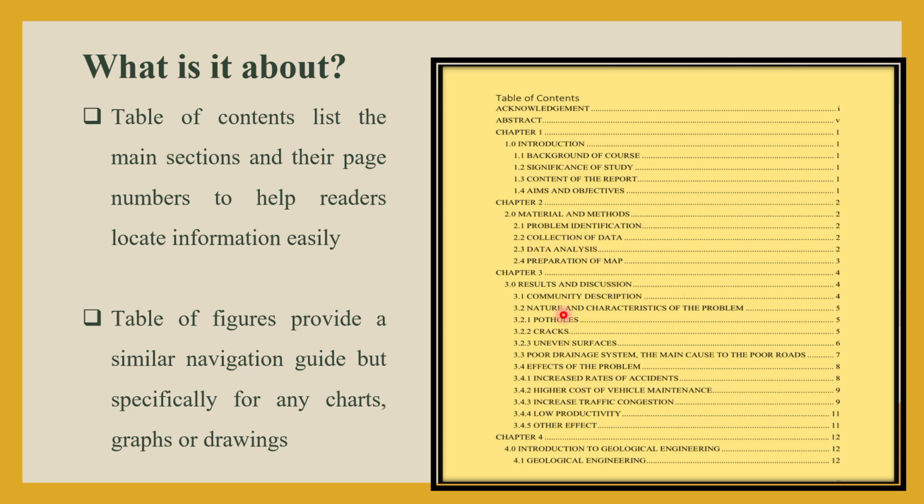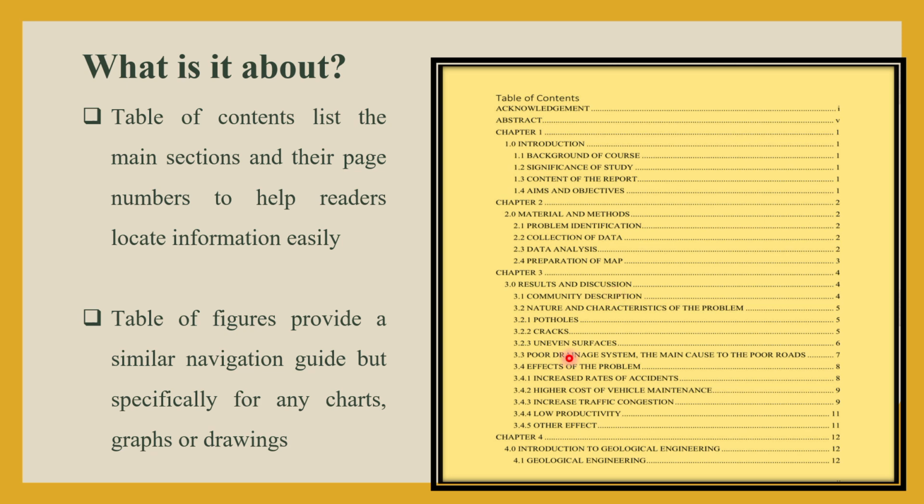So let's say if I have this in my report, I can just come and say, let's say on page 4, I have my preparation of a map. Let's say on page 6, the person talked about uneven surfaces. If I'm reading the report and I want to check the aim and objective of the report, I just come to the table of contents and that's on page number 1. So the table of contents basically helps in navigation.